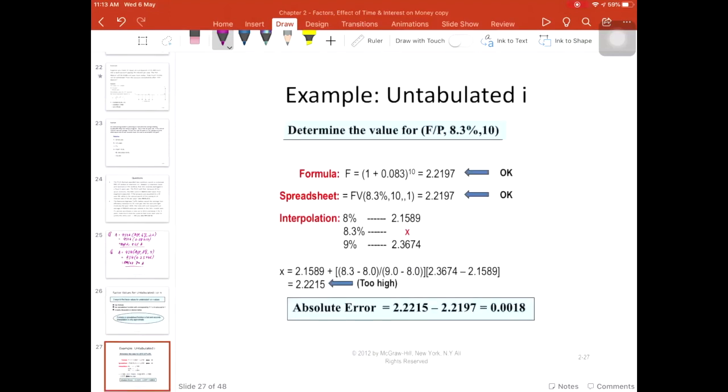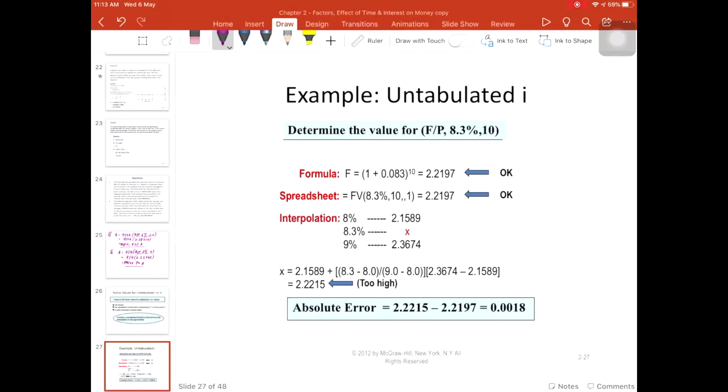Okay, what is an example? This one shows you the differences or comparison between using the formula, spreadsheet, and interpolation. If you use the formula, you will get the answer 2.2187. The example is to determine the value of F over P at 8.3% at year 10.